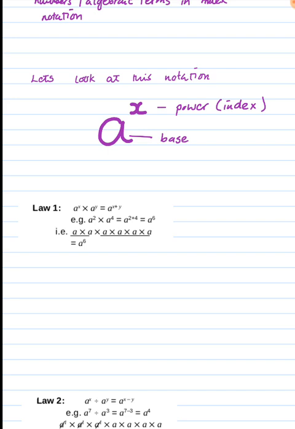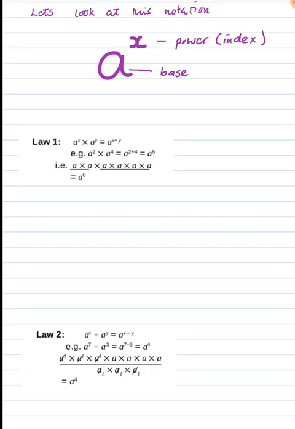There is something special when we have bases that are the same. If we have the same bases, we can have what are called laws of indices, because the same bases are able to interact. For example, law number one suggests that a to the power of x multiplied by a to the power of y gives us a to the power of x plus y.